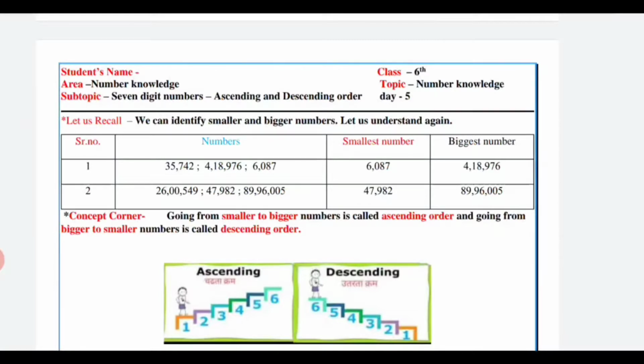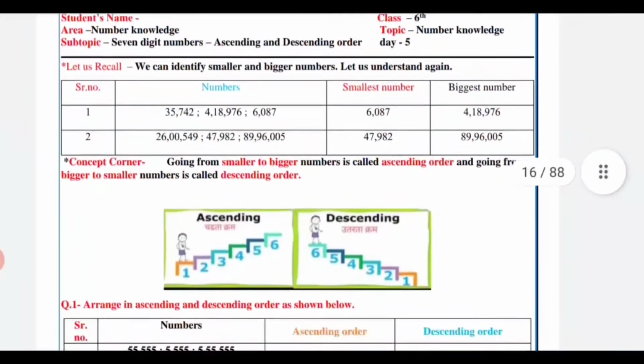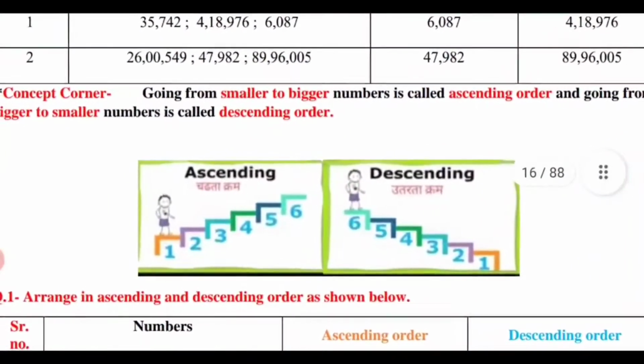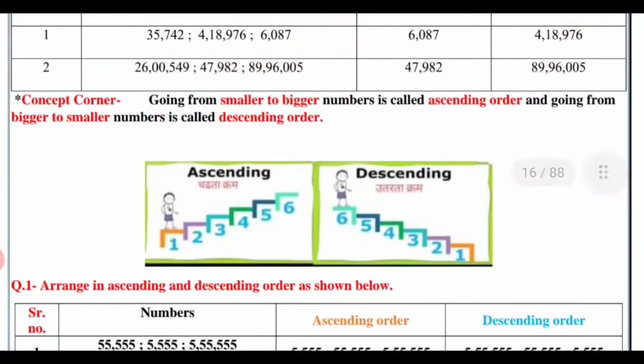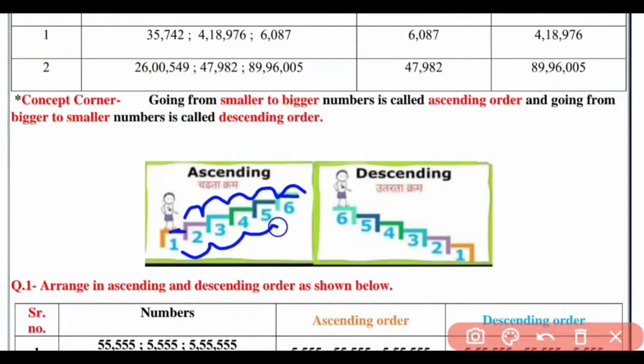Now let us see what is there in the concept corner. In the concept corner we can see ascending and descending numbers. So what is ascending and what is descending? Going from smaller to bigger numbers is called ascending. In the first picture, this boy is going from number 1 to number 6: 1 2 3 4 5 6. That means he is going from a smaller number to a bigger number. Such an order is known as ascending order.